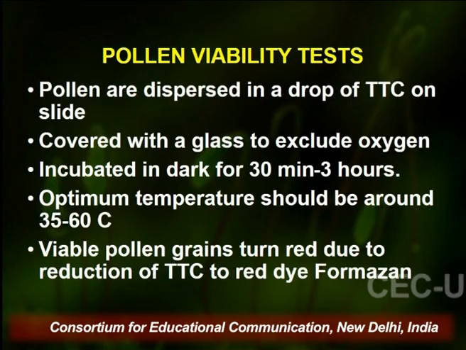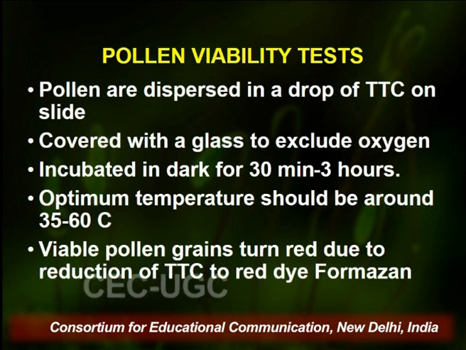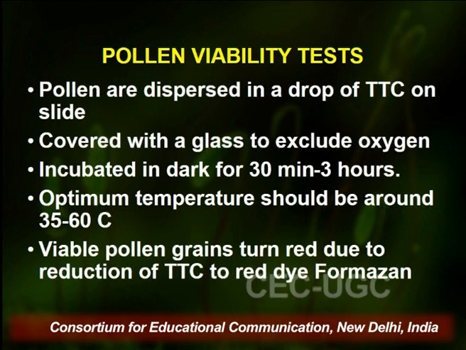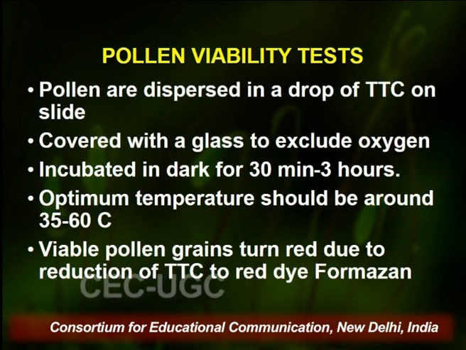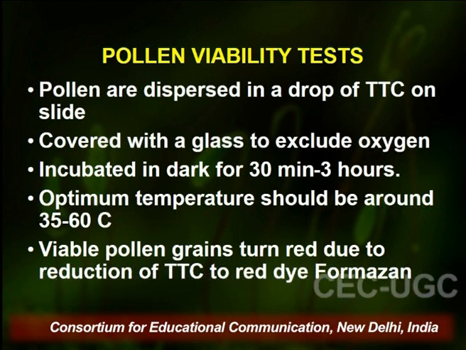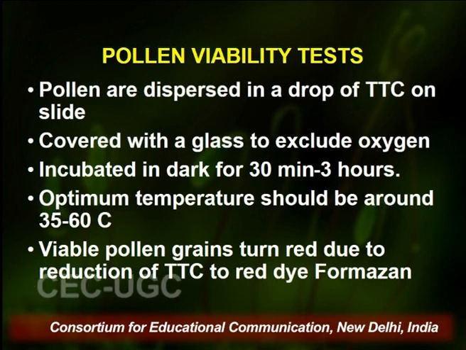Now what is done is that pollen are dispersed on a glass slide in a drop of TTC, and then they are immediately covered with a cover slip so as to exclude the oxygen, because otherwise the reagent will react with the oxygen. And the slides are incubated in dark for 30 minutes up to 3 hours, and the temperature should be maintained around 35 to 40 degrees. Viable pollen grains turn red due to reduction of TTC to a red dye, formazan.